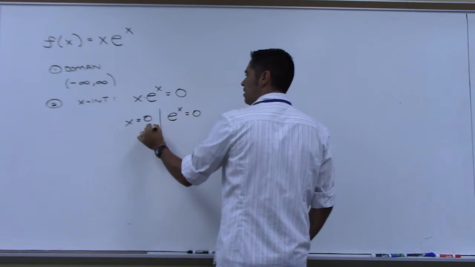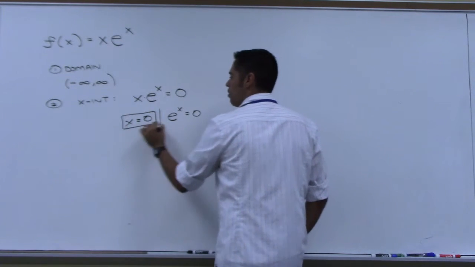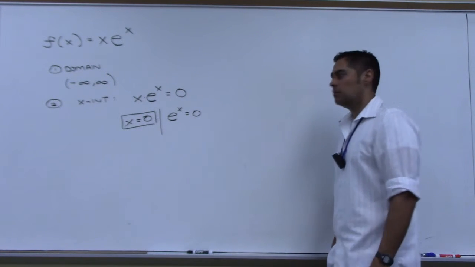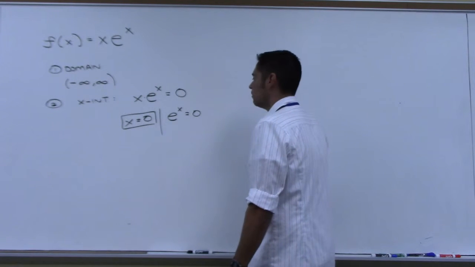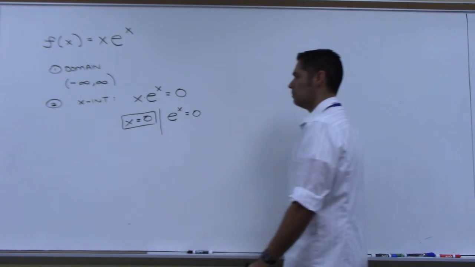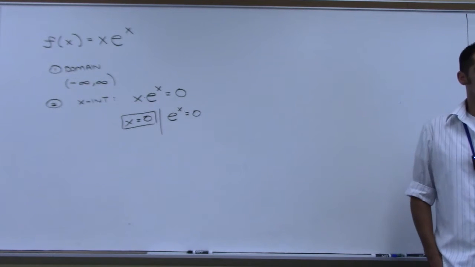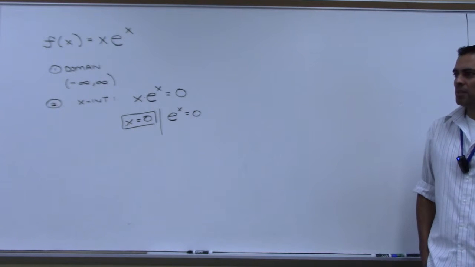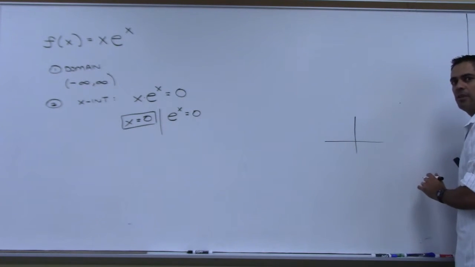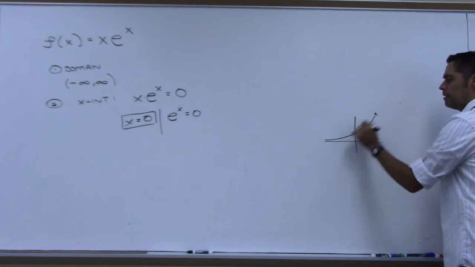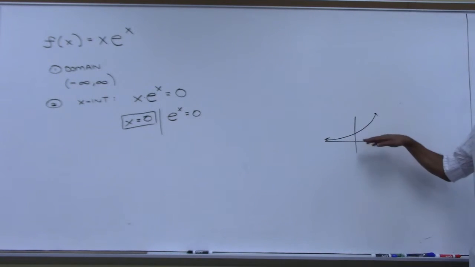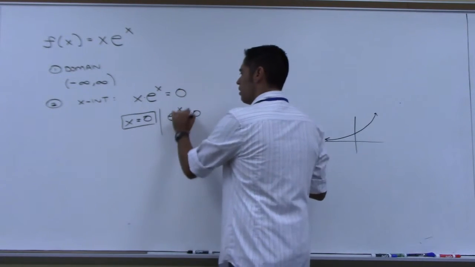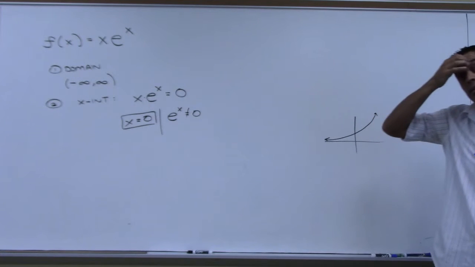When does, well, this is obvious, right? x is 0 when x is 0. How about e to the x? Is e to the x ever 0? What does e to the x look like if I graph it as a function? It has a horizontal asymptote. So does it ever equal 0? No, it never equals 0. It's not possible for that to ever equal 0. So no solution there, and we only have one.